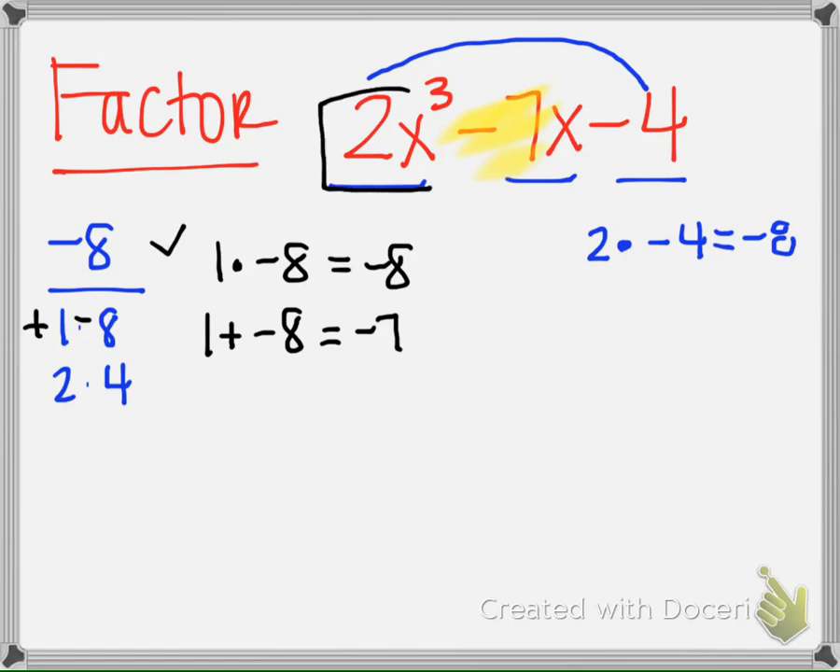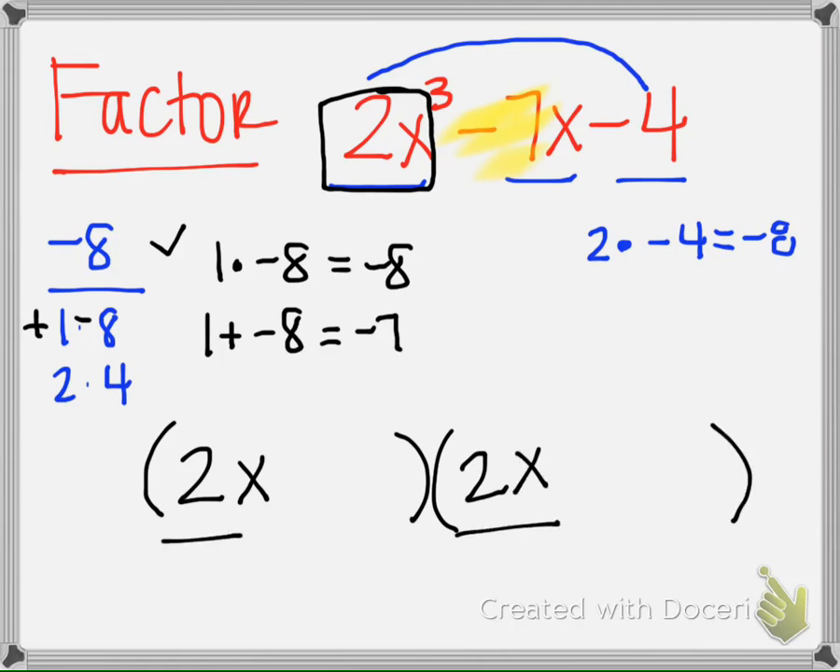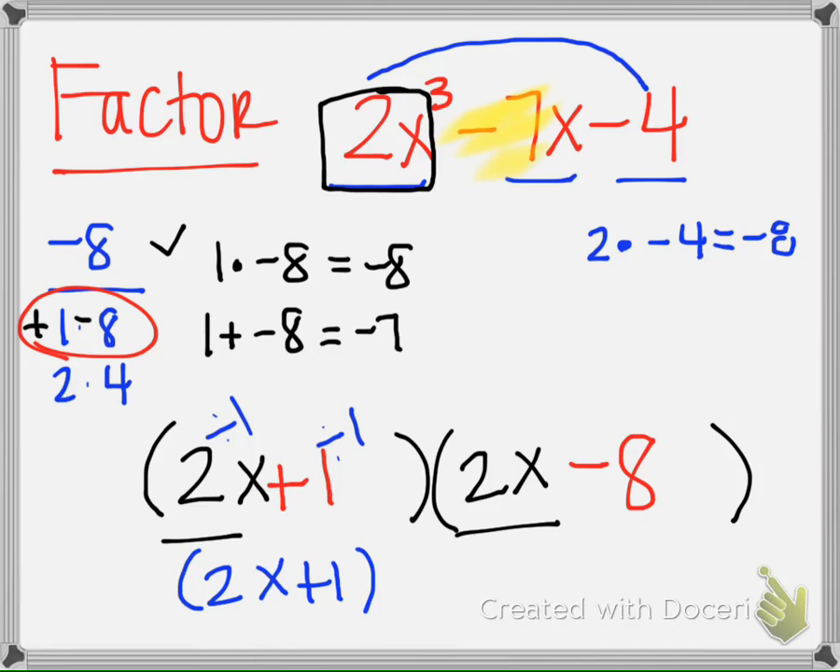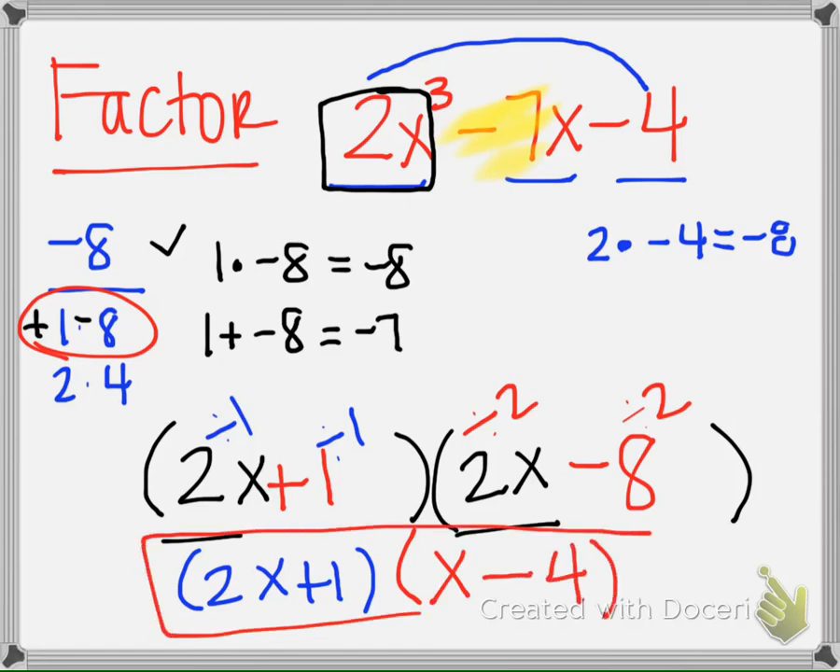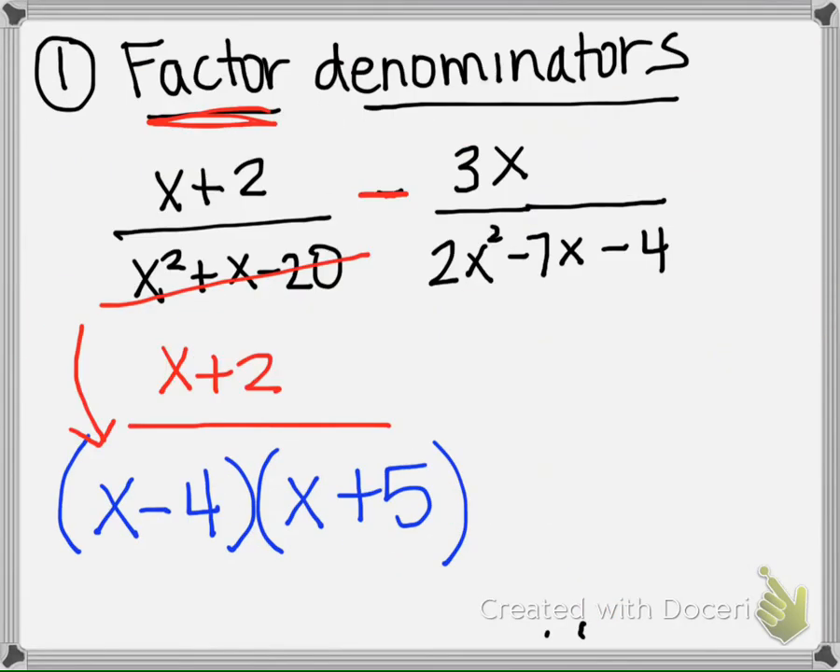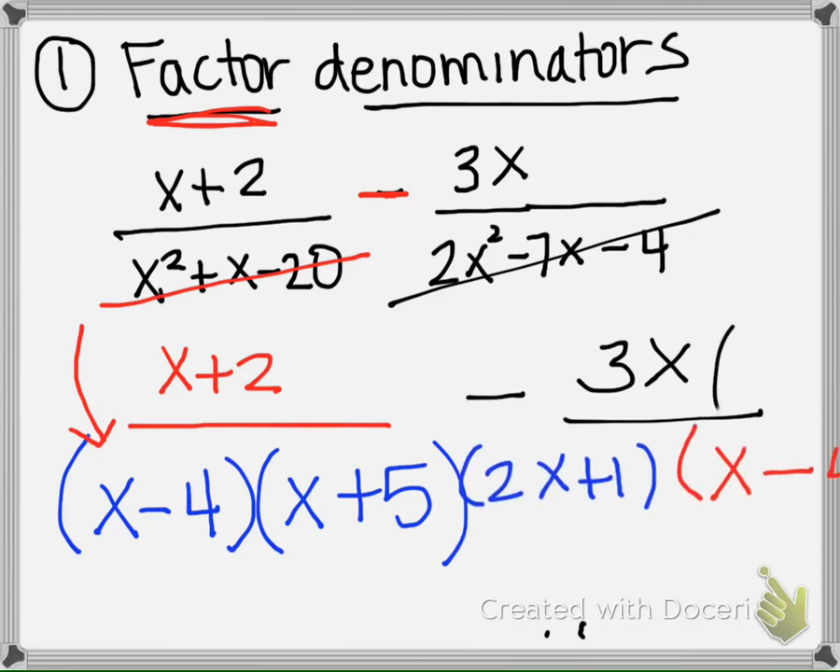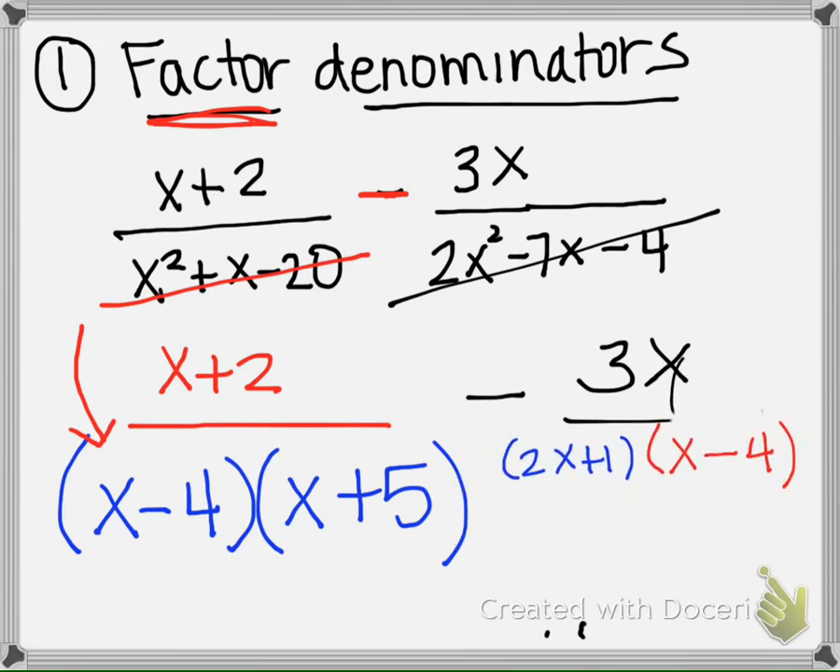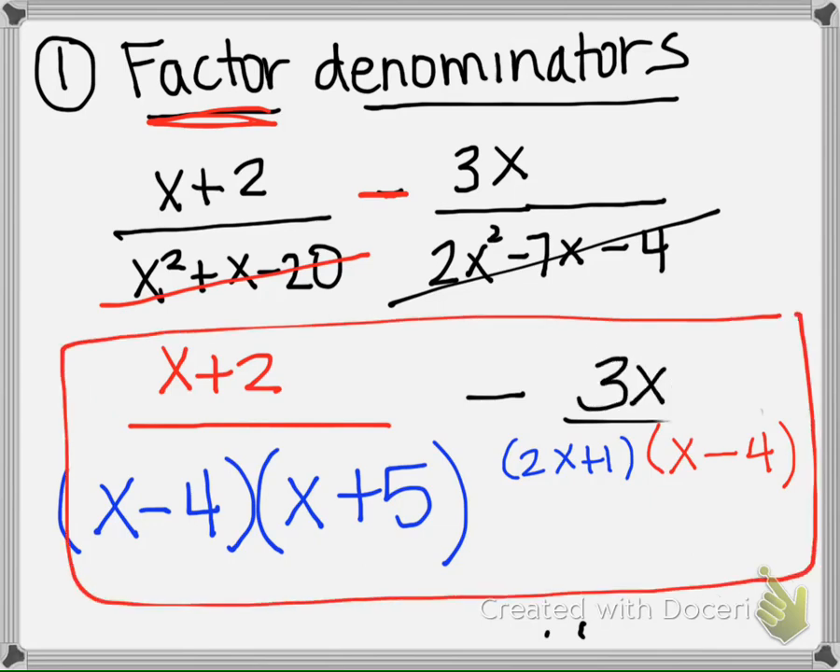So we found our numbers. Next thing we do, we're going to take this, which is 2x, and put it in parentheses here and here. We have to put it in the beginning of the parentheses. And then we're going to take the two numbers, which were positive 1 and negative 8, and see if anything can divide both of these, which nothing can but 1, so we leave it. And then over here, 2 can go into both of these, so we're going to divide them both by 2. And now we have our factored denominator. Okay, so if we go back to our original problem, we now know what this factors to. Here's our problem now with our denominators factored.